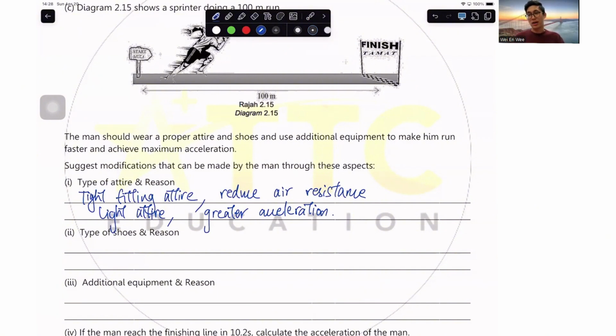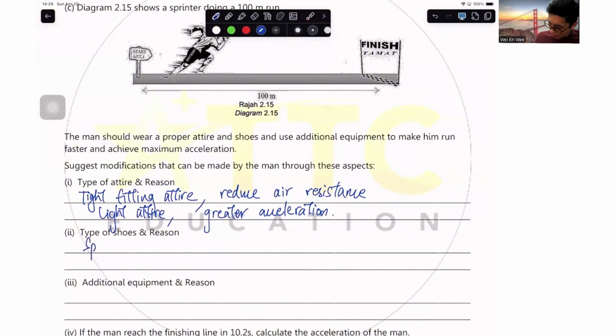Okay, now tell me what kind of shoes should he be wearing? What kind of shoes can help him run faster or accelerate more? Okay, very good. Everyone thinking of spikes, right? Yes, you must have spiked shoes. Besides that, you can also say lightweight, no problem.